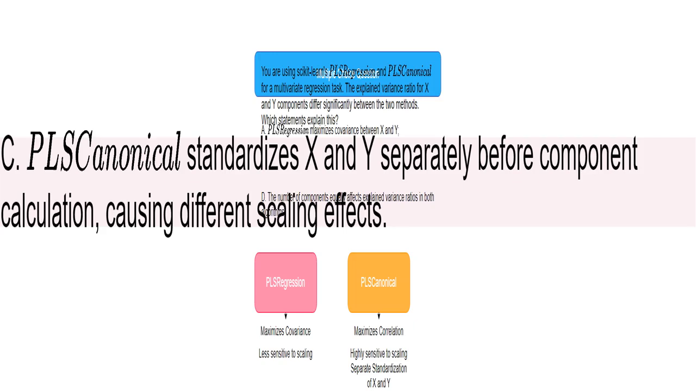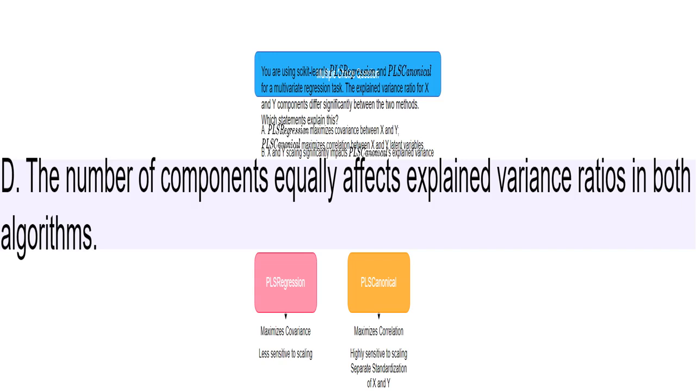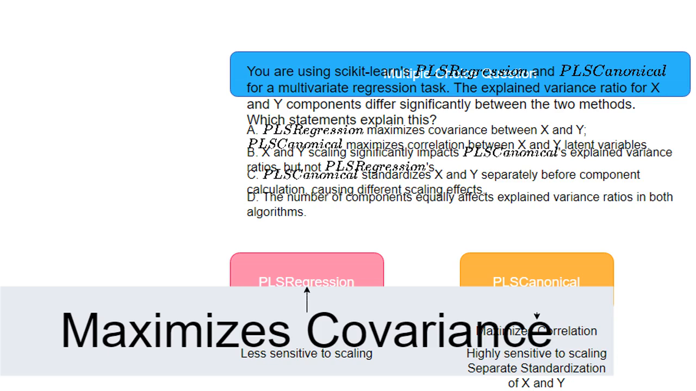This is a crucial detail. PLSCanonical pre-processes the data by standardizing the X and Y datasets individually. This standardization changes the scale of the data, which affects correlation calculations and therefore the explained variance. While the number of components used definitely impacts explained variance in both methods, it's not the primary reason for the difference between them.